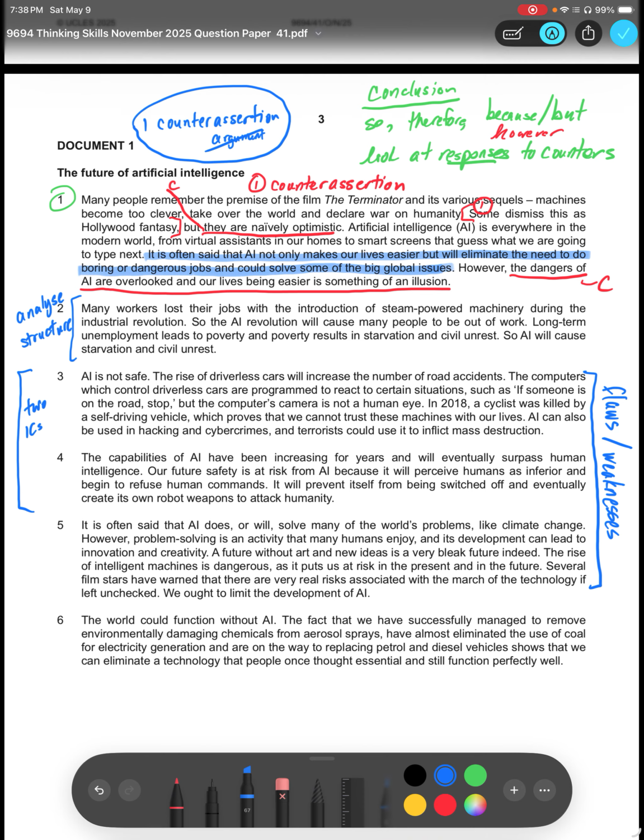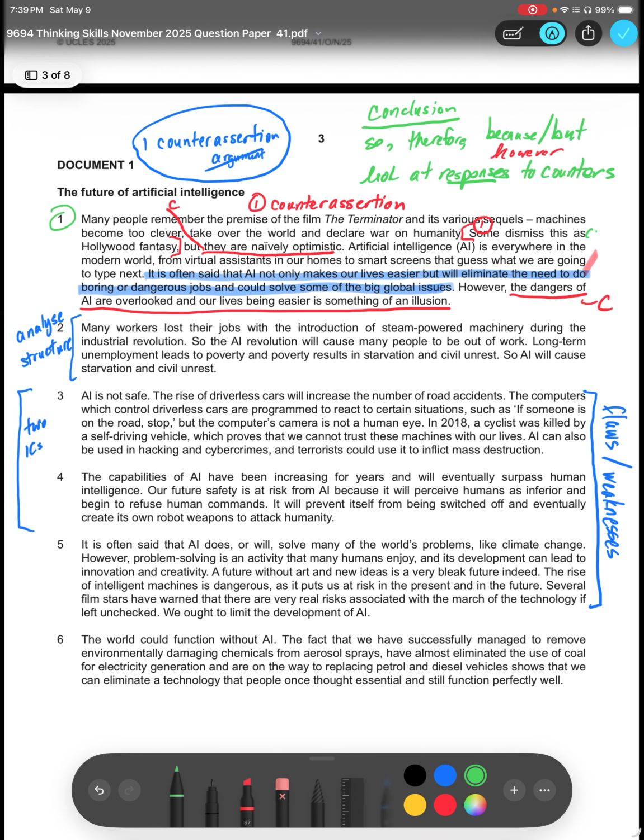Not only makes our lives easier, but will eliminate the need to do boring jobs and all of that. Okay, that is kind of a throw you off the scent. I think what we have here is actually a counter argument, because this whole thing here kind of underscores it. A lot of evidence in there.